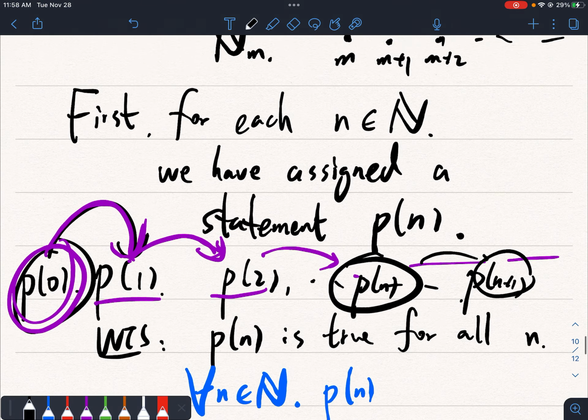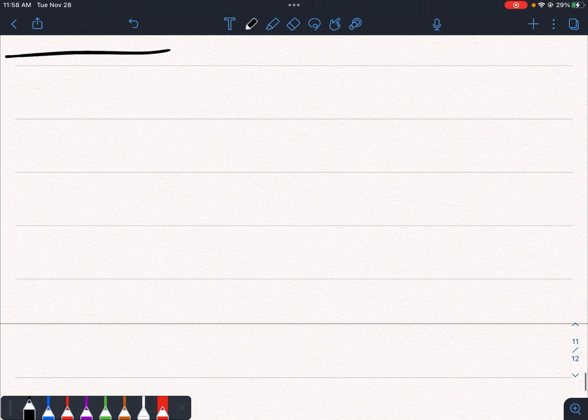So you just separate it into two parts. First you show the base case is correct, and then you show the induction step is correct, which means you use the previous one to deduce the next one. So let me show you an example.